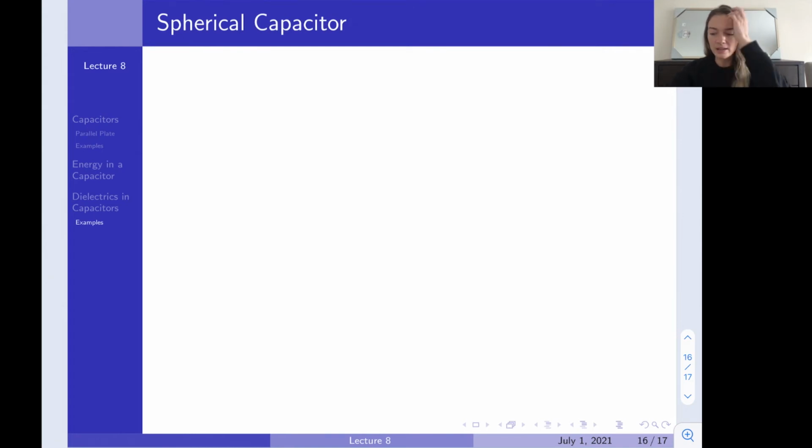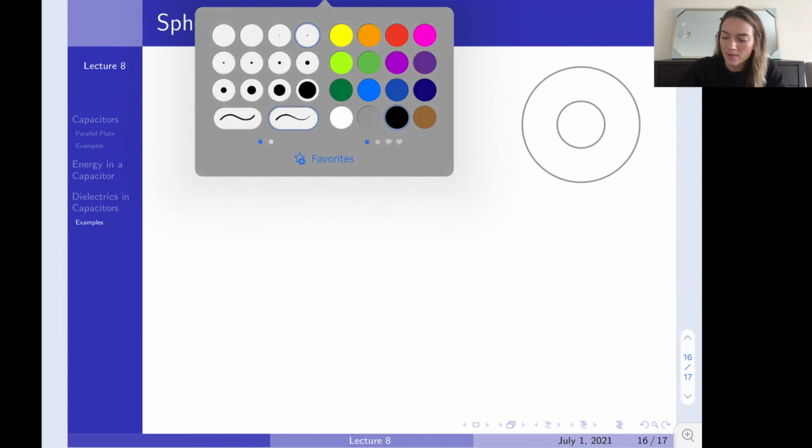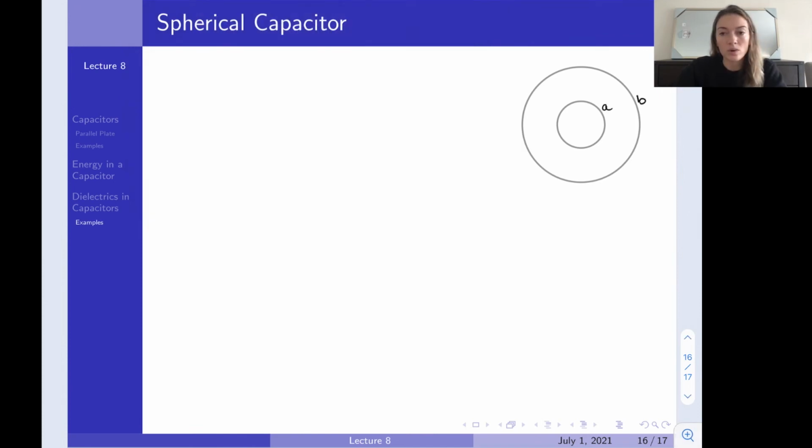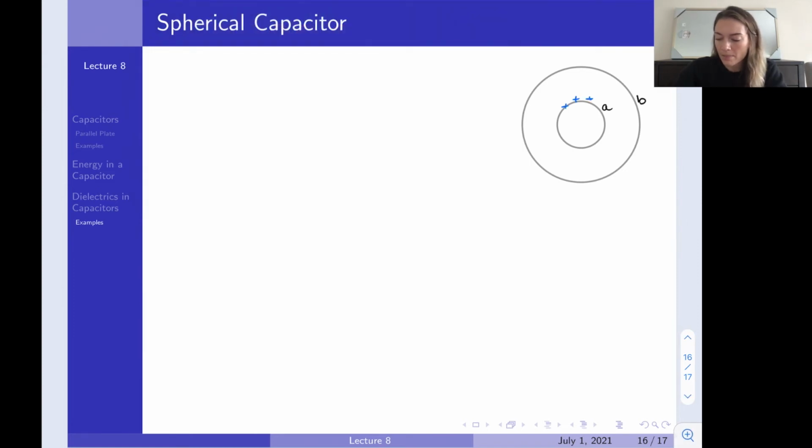So I mentioned that technically a capacitor can be any shaped conductors. We're obviously only going to be doing nicely shaped ones, but you could have any crazy shape you want. So let's do a spherical capacitor. Say we have two concentric spheres, one over the other. The inner radius is A, the outer one is at B, and the inner sphere or shell, whatever you want to call it, has a positive charge of plus Q, and the outer shell has minus Q total charge.